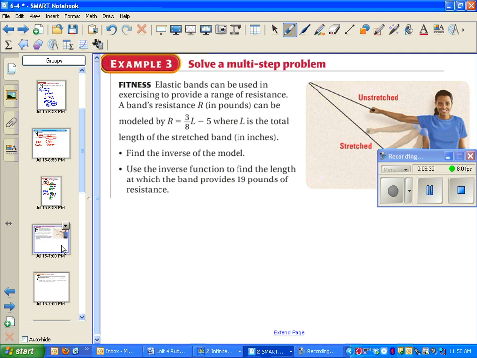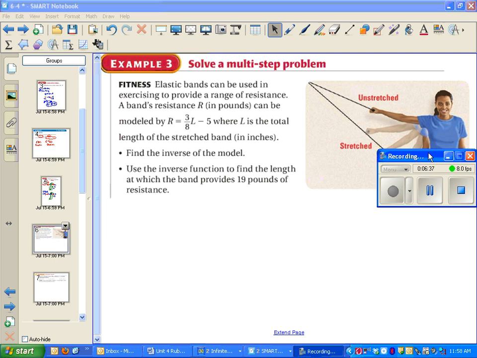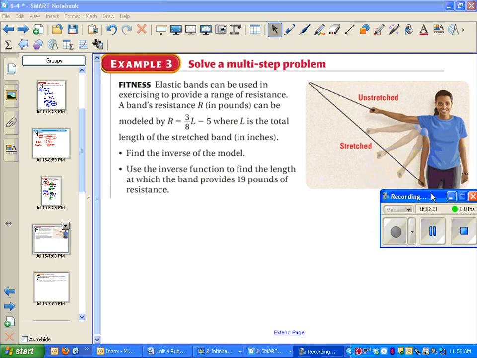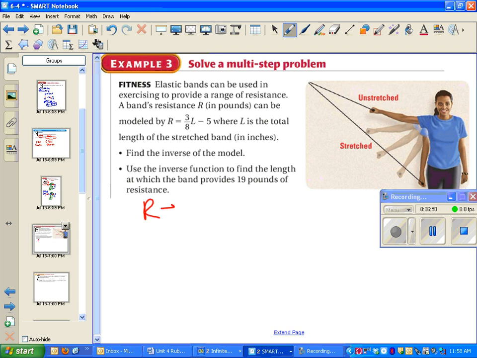Okay, our next example, so pause it, figure out what's going on, and then unpause, and we'll see if you and I think the same thing. All right, so we have this elastic band, and we're going to find the inverse. But let's figure out, so R is the resistance, and that's in pounds. Okay. And then L is the total length.